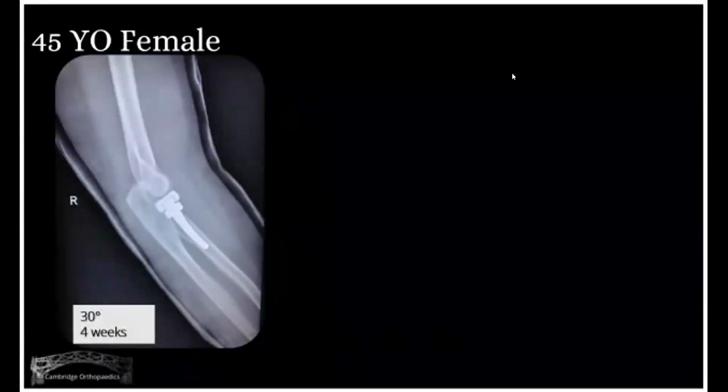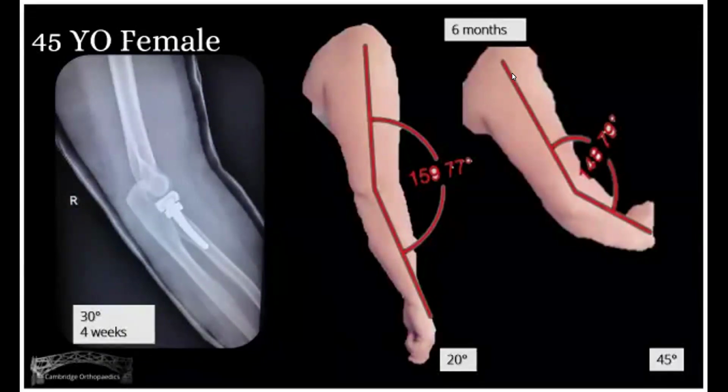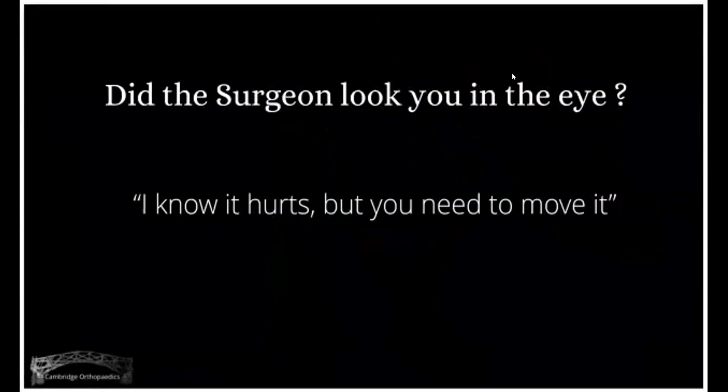Sometimes the stiffness is not the radial head's fault, it's the surgeon's fault. Here we see a radial head replacement done with casting for 4 weeks at 30 degrees. And at 6 months, no surprise, they have an arc of movement of 25 degrees. Did the surgeon look you in the eyes and tell you, I know it hurts, but you need to move it? Replacing the radial head is only the first step. The next step is the importance of getting it moving, otherwise you will get stiffness. Sometimes it's not the radial head, but it's the surgeon.